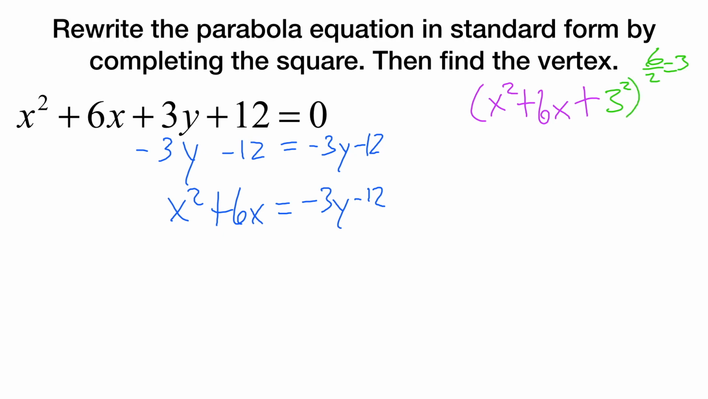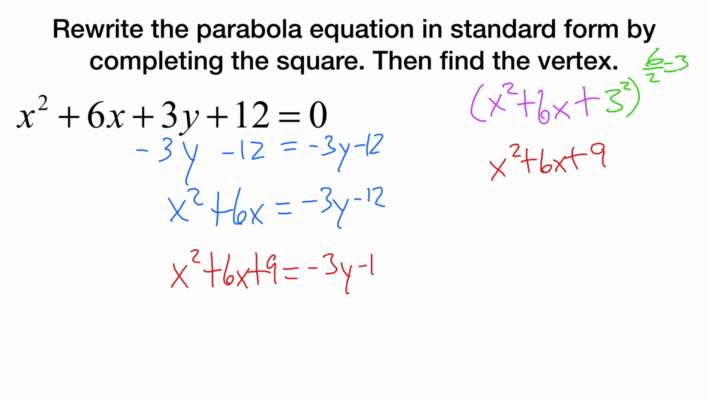So that ends up being x squared plus 6x plus 9. Now, if you're wondering why, it's because I would then say, what numbers multiply to be 9 and add up to be 6? We'd say 3 and 3. And then you would go, oh, wait, x plus 3 squared. So anyway, we're saying plus 9. So x squared plus 6x plus 9 equals negative 3y minus 12. But if I add 9 to one side, I have to add it to the other, plus 9.